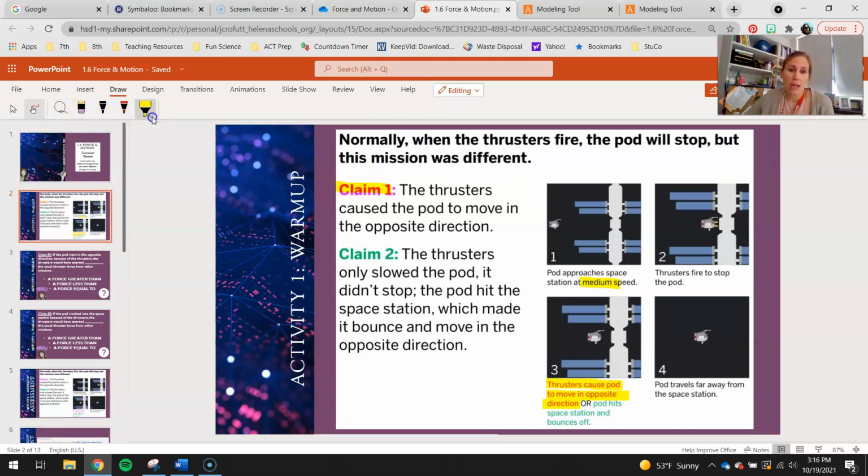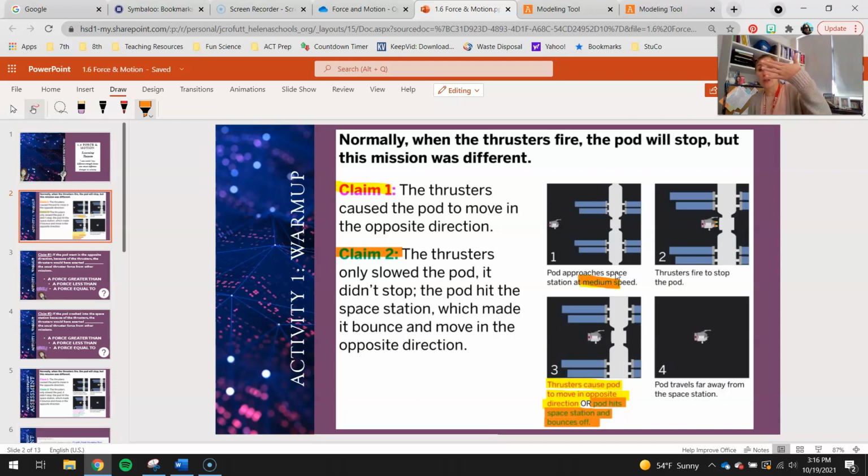On the other hand, we have claim number 2, which is right here. The thrusters only slowed the pod, it didn't stop. The pod hit the space station, which made it bounce off and move in the opposite direction. Again, the pod is approaching the space station at a medium speed. The thrusters fire to stop the pod, but the pod hits the space station instead of stopping, and it bounces off and moves the other direction. So you need to think about what kind of force the thrusters would have had to exert on that pod to only slow it down, not stop it.